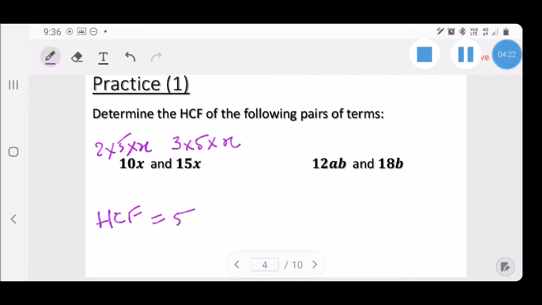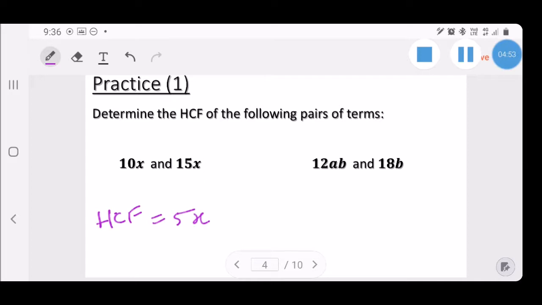Now, we've determined that 5 is part of the highest common factor because there is a 5 in common between these two terms here. Well, what else is in common? There is an x in common. All right. So the highest common factor is actually 5x. So that 5x is what will go outside of the brackets when you have factorized this problem, okay?